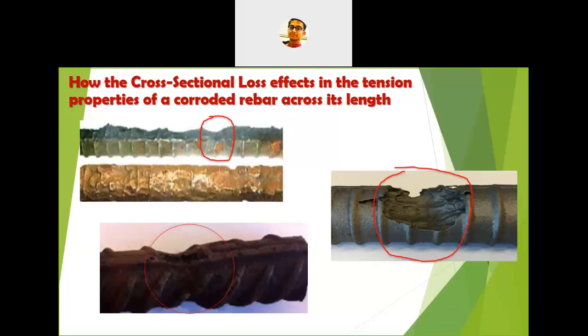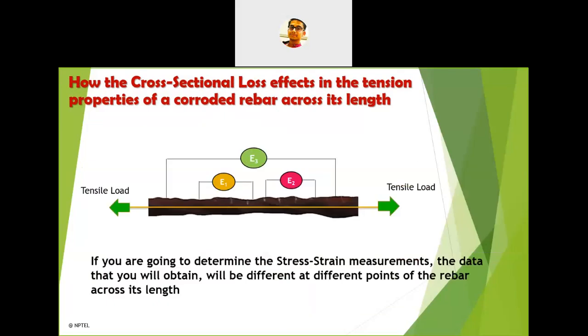Especially if you talk about stress strain measurements, it's quite difficult to get uniform stress strain measurements across the length of the bar. I'll show one example here. This is a corroded bar which has been extracted from site. Now if you fix three extensometers, E1, E2 and E3, in three different places, E1 will take the extension between these two points, E2 between these two points, and E3 between these two points.